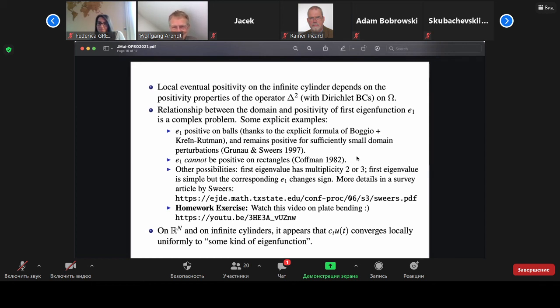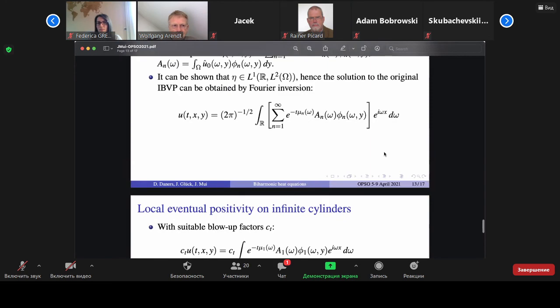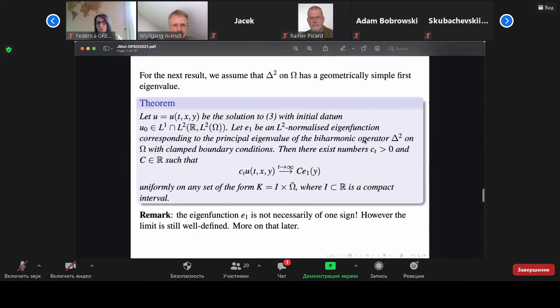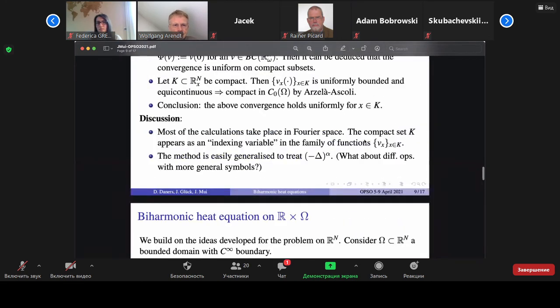So maybe I have a short question. What you did now for the biharmonic operator, so Laplacian to the power 2, you say something about more general elliptic operators depending on the symbol. Do you have a class of symbols in mind which could be accessible for the methods? Yeah, that's a nice question. So I do have something in mind.